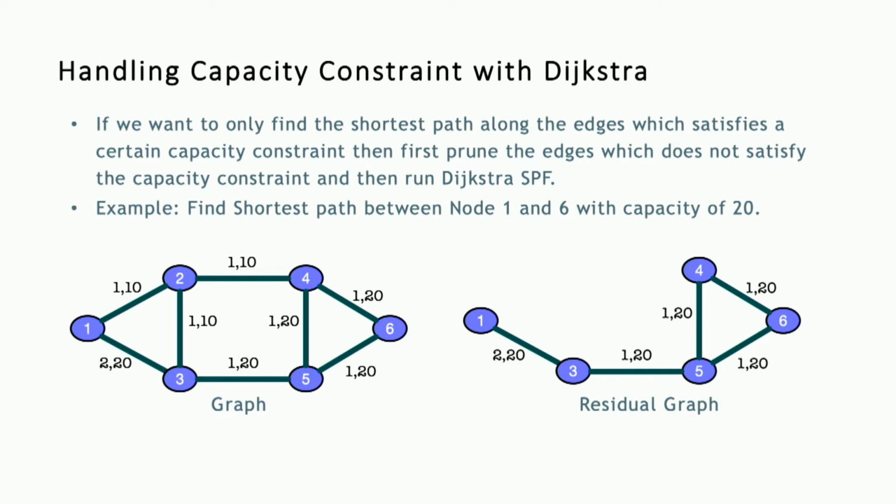Now, how do you solve this if you have to solve it algorithmically? One way is you can look at Dijkstra again. Say this is the graph I have given and I have asked you, give me a path with 20 units of flow. What you can do is figure out all the edges which do not meet that capacity constraint and take them out of the graph. You're left with a graph which looks a little bit like the one on the right, and you can say, now just compute the shortest path from source to destination, and you will get an answer there. So that's one way to handle the capacity constraint with Dijkstra if you want to do that.